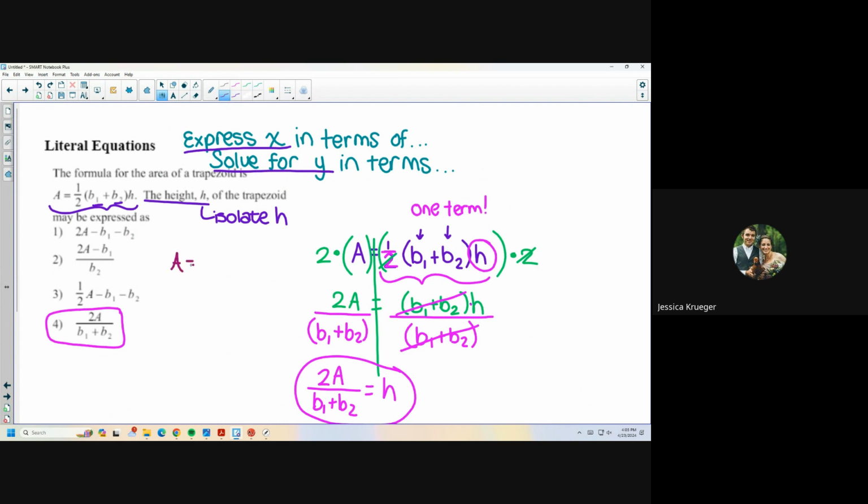The second way that you can get rid of that fraction, just as an alternate solution. So if you've got A equals 1/2 B sub 1 plus B sub 2 H, the other way you could get rid of this is instead of just focusing on the denominator, you could multiply both sides by the reciprocal. So 2/1. 2/1 is just 2, so this side becomes 2A. 2/1 and 1/2 cancel. So you get B sub 1 plus B sub 2 times H. And the rest of it is solved the exact same way.